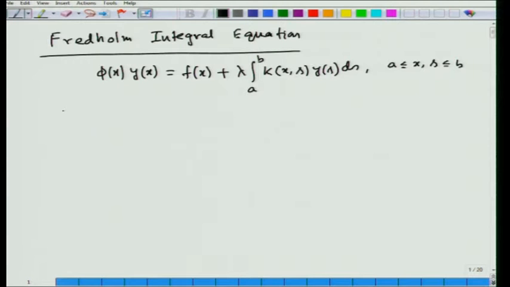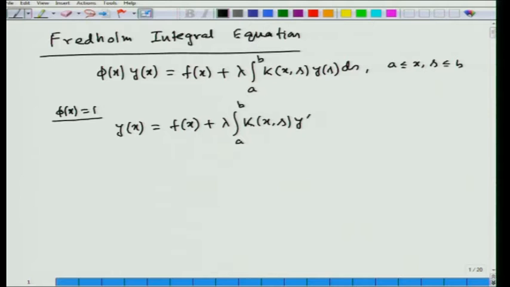If we consider phi x equal to 1, then we will have y x equal to f x plus lambda times integral a to b k of x comma s y s ds. This equation is actually a Fredholm integral equation of the second kind, and also it is a non-homogeneous Fredholm integral equation.